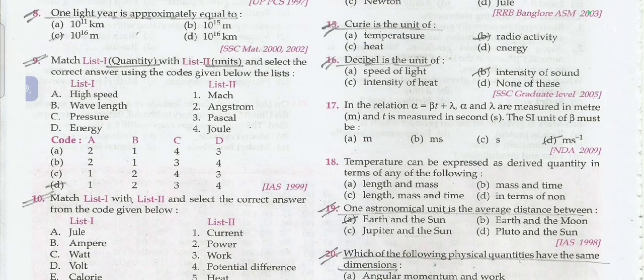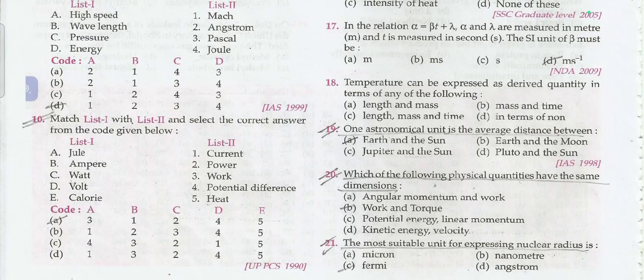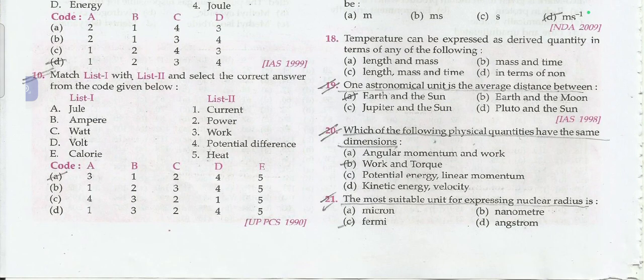Temperature can be expressed as a derived quantity in terms of any of the following: length and mass, mass and time, length, mass and time, in terms of none. In terms of none will be the answer. One astronomical unit is the average distance between Earth and the Sun. Which of the following physical quantities have the same dimension? Work and torque. The most suitable unit for expressing nuclear radius is Fermi.